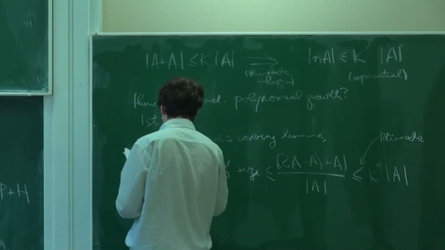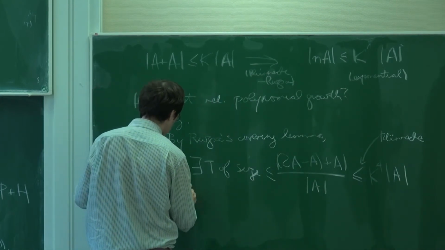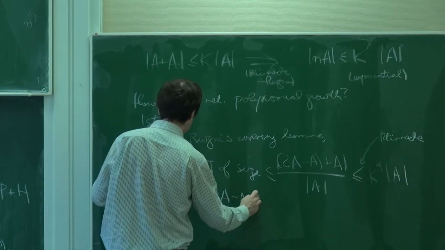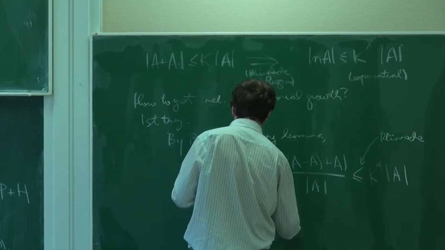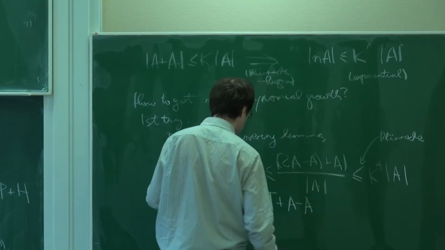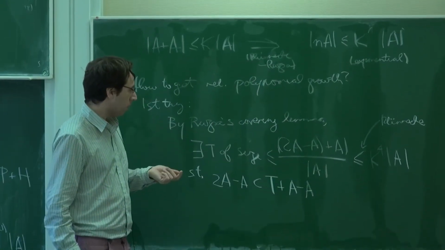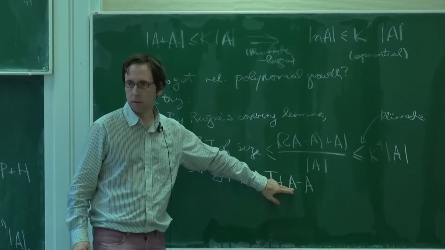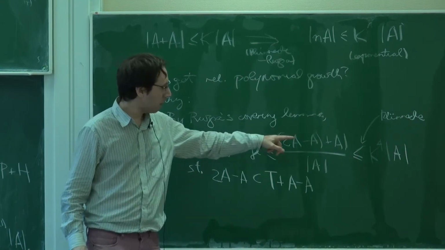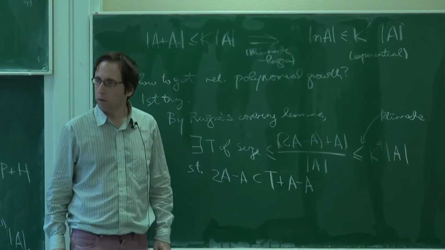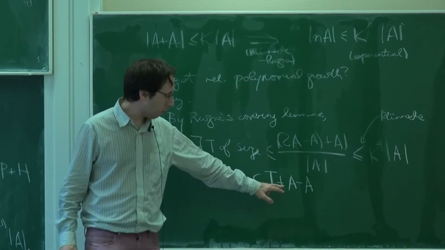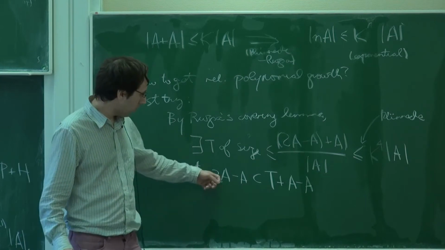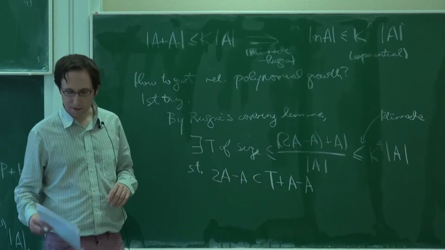I think Kronecker gave the first proof and Ruzsa gave a nicer proof, such that 2A minus A is contained in T plus A minus A. So we're applying Ruzsa's covering lemma to the two sets 2A minus A and A. And so because 2A minus A plus A is not much larger than A, you can cover 2A minus A by few copies of A minus A. And now how is this useful? Well, you see you can get a chain reaction going on here.